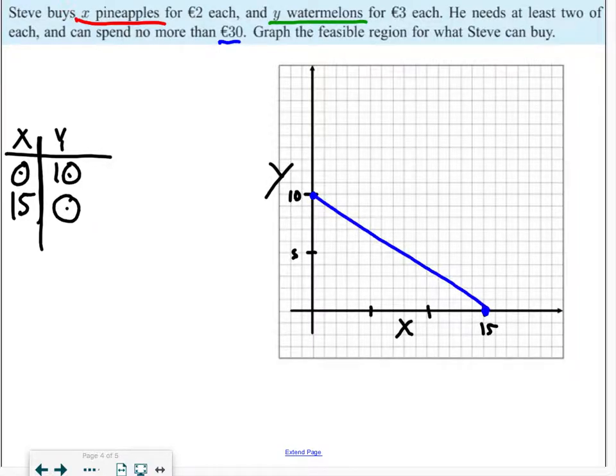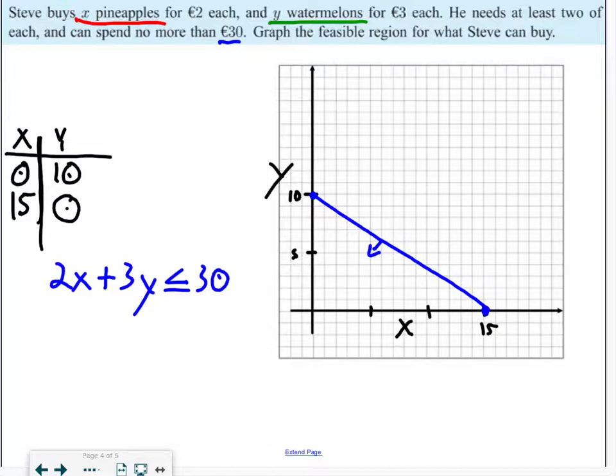If I wanted to come up with the equation, I know I can take the 2 pounds times X, which is going to give me the cost of the pineapples, plus the 3 pounds it costs for my watermelons, and then this has to be less than or equal to the $30 I have to spend. So I have a solid line there. So since I could spend less, I know that my feasible region is going to be shaded below. I can't spend more. I only have $30 to spend.